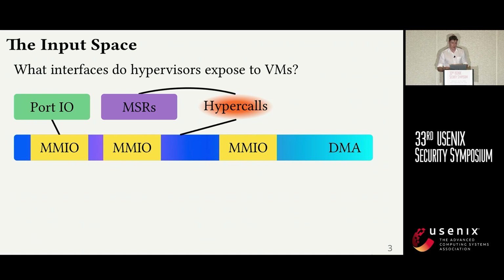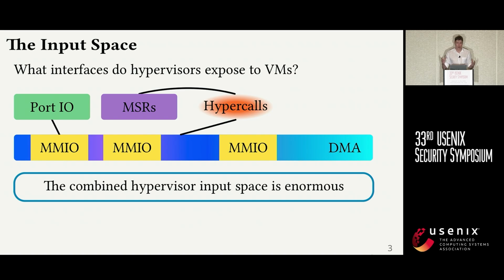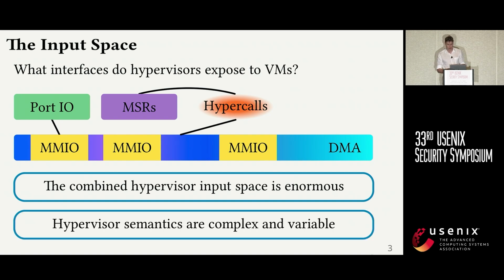Furthermore, an interaction with the virtual interface is not just a single port I/O operation or a memory mapped I/O operation. Generally, to create a meaningful interaction with this virtualization interface, you have to have multiple operations chained together, and they can rely on each other. For example, a port I/O operation can create an MMIO region, and then an interaction with this MMIO region can result in a DMA access. So we see that this combined input space, accounting for the port I/O space, the memory mapped I/O space, and the gigabytes of guest memory, is enormous. And also it's semantically complex because of these dependencies that we just talked about.